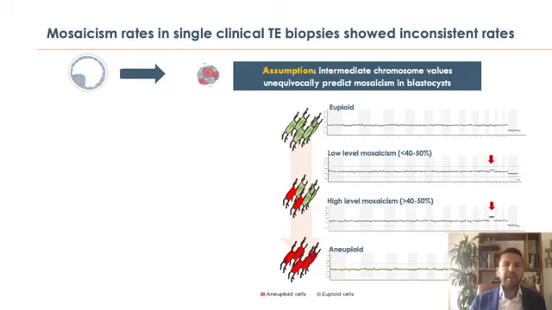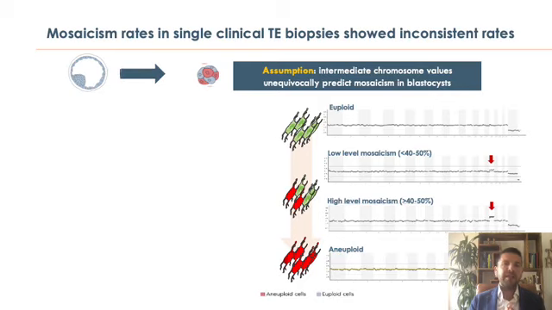The capability of detecting mosaicism in trophectoderm biopsies started from the assumption that intermediate chromosome copy number values can unequivocally predict mosaicism in blastocysts. This assumption has been verified on experimental models where colleagues in the field started taking and looking at fibroblast cell lines that are very stable and reproducible, and started mimicking mosaicism by mixing different proportions of normal and abnormal cells.